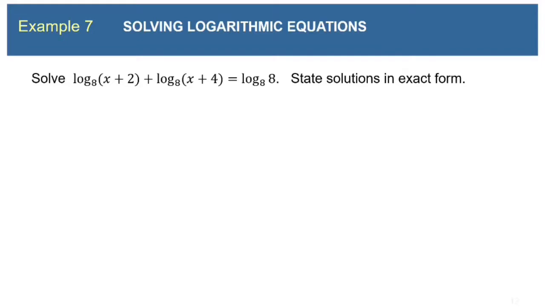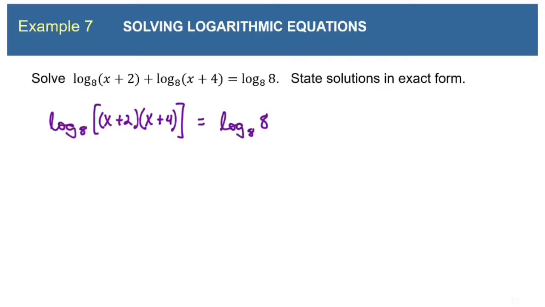But I would have to combine these two log terms into one. So we're going to write log base 8 of this times this. So log base 8 of x plus 2 times x plus 4 equals log base 8 of 8. Okay, now, if log base 8 of one thing equals log base 8 of something else, then those two things must be equal to each other. So now I can say x plus 2 times x plus 4 equals 8.